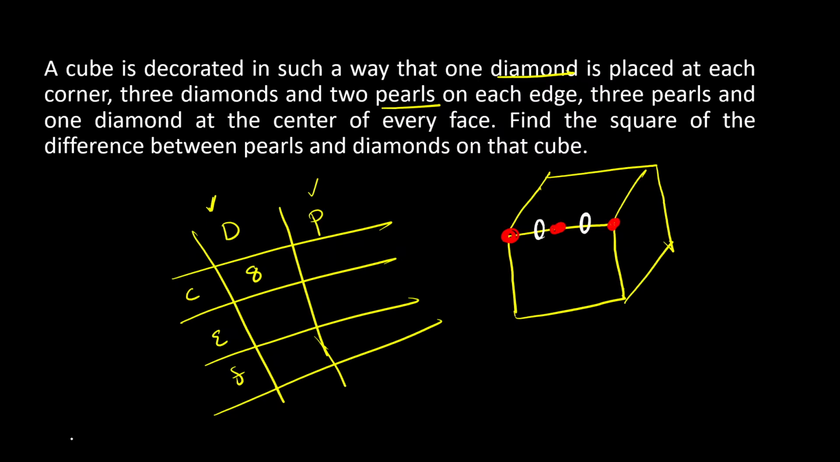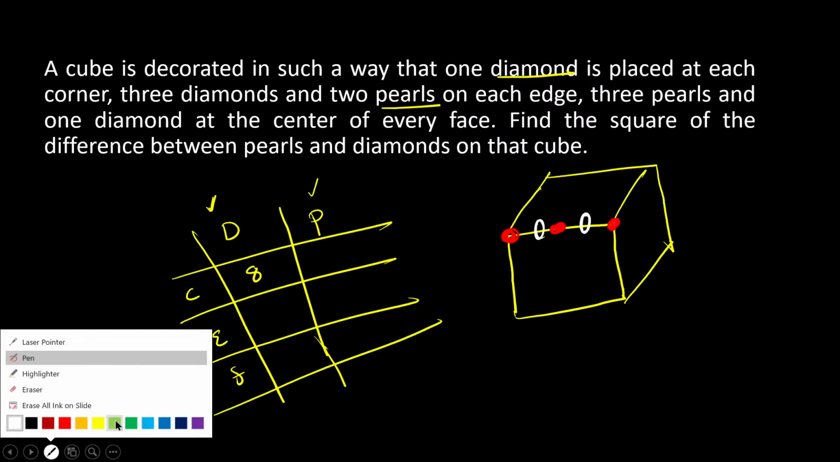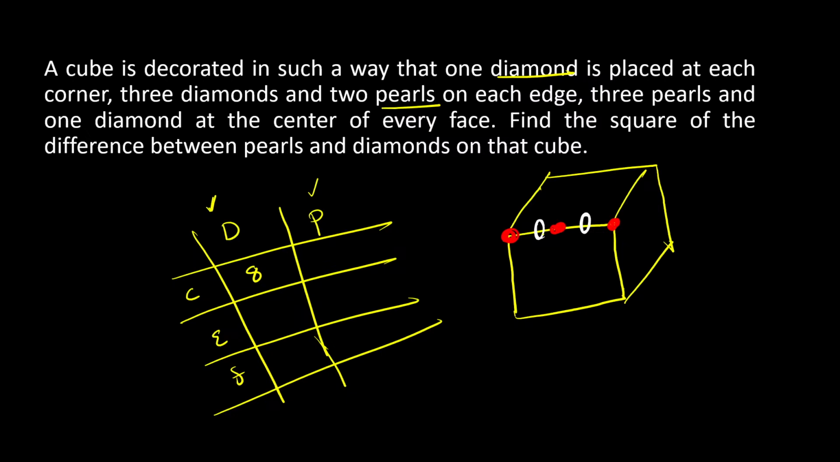Let's say 3 diamonds and 2 pearls on each edge. So let us look at it this way. As far as the 3 diamonds are concerned, among these 3, we are done with 2 diamonds earlier. So we already considered these 2 diamonds. Now we are left with only one which needs to be considered. On each edge, you will observe only one new diamond. So 1 on each edge, we have 12 edges. So it has to be 12.